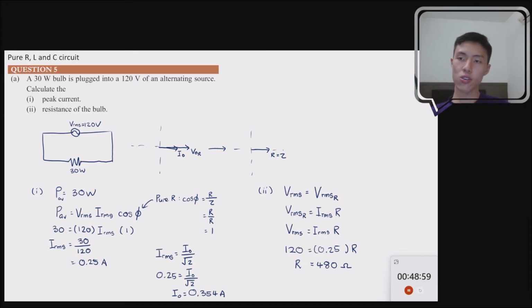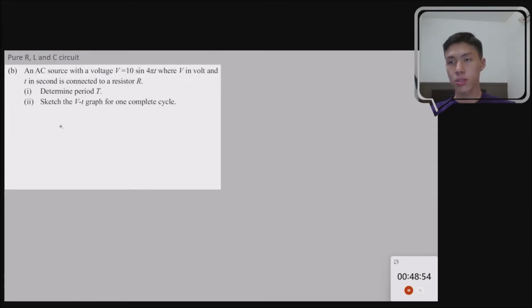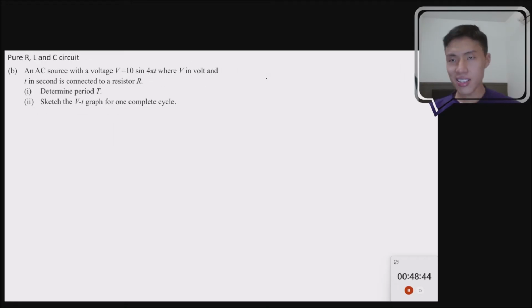Okay, 480 ohm, that's the resistance of the bulb. Next. Question B, you have an AC voltage with a voltage of 10 sine 4 pi t, where V is in volt, t is in second, connected to a resistor. They are very kind here, they always ask pure R circuit, I wonder why.